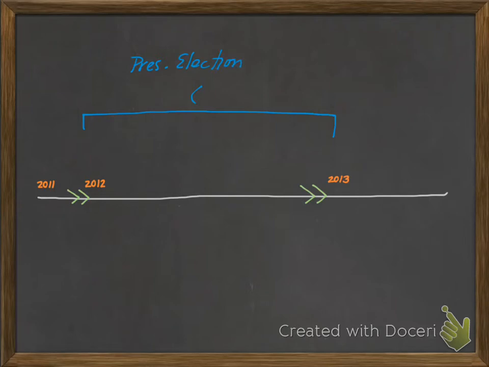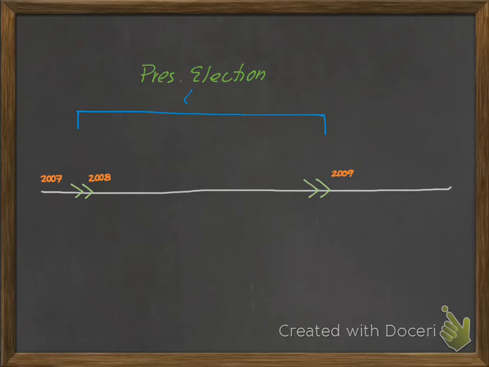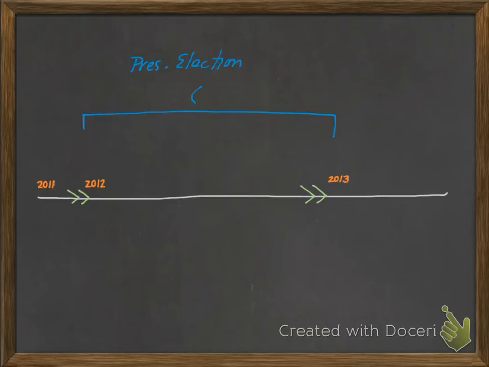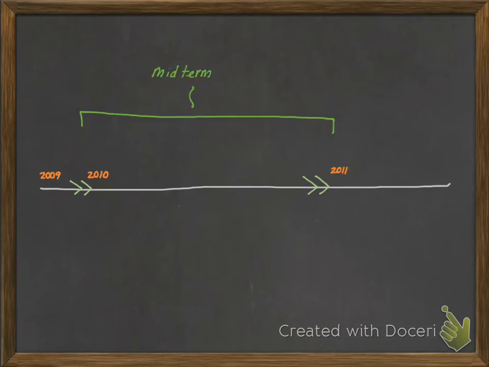Okay, anyway, hopefully you get the picture. They kind of leapfrog. Again, every 2 years we have either a presidential election cycle or a midterm election cycle.